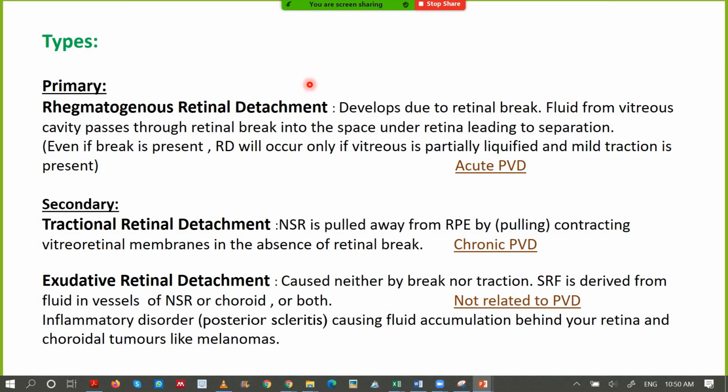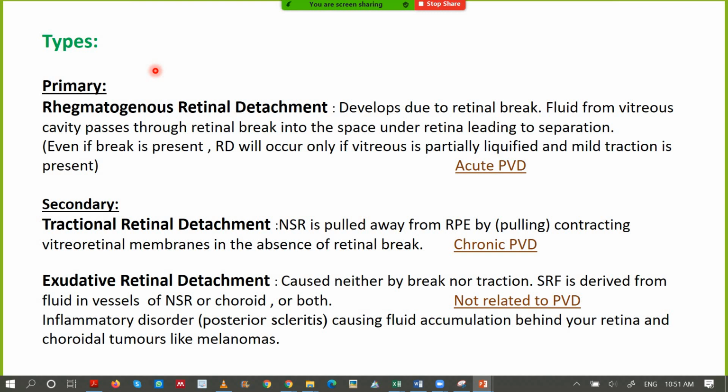Okay, coming to the types, retinal detachments can be divided into two major types, primary and secondary. Under primary we have rhegmatogenous retinal detachments. What is rhegmatogenous retinal detachment? It develops due to a retinal break.